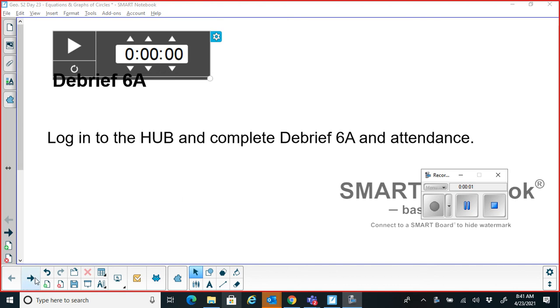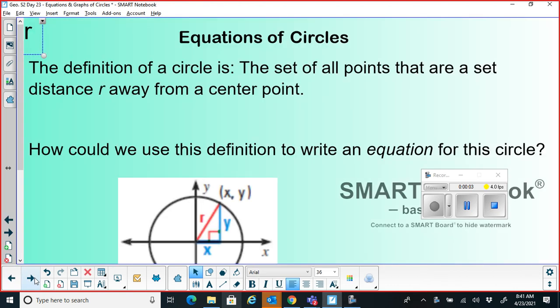We'll move on to our next slide. In today's class, we'll be seeing equations of circle and how to graph it.